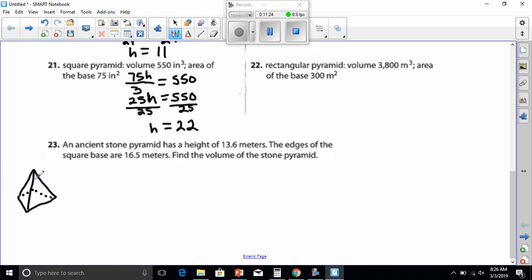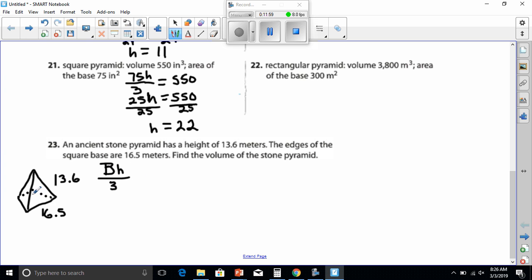Okay, and the height of this pyramid is 16. Oh, I'm sorry. The height is 13.6. And it says, since it's a square, I know all my sides are going to be 16.5. It says find the volume. So once again, we use our formula.